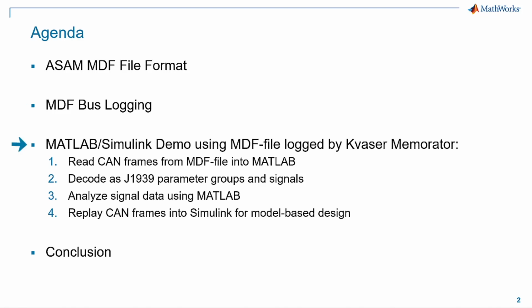Next, we will use an MDF file logged from a J1939 network using Kvaser Memorator to demonstrate step-by-step how to read the CAN frames into MATLAB, decode as J1939 parameter groups and signals, use MATLAB to analyze the signal data, and replay the recorded traffic into Simulink for model-based design workflows. Lastly, we'll point you to some additional Vehicle Network Toolbox functionalities that may be helpful.